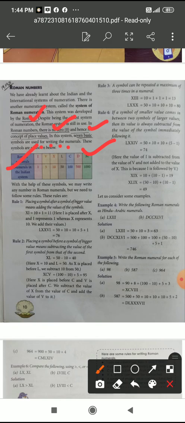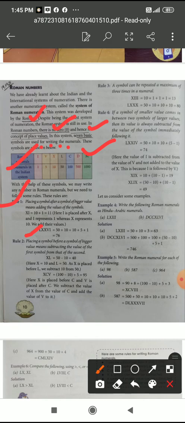These rules are: rule number 1. Placing a symbol after a symbol of bigger value means adding the values of the symbols. For example, XI. Here children, X value is more than I. X means 10 and I means 1. So easily we can add. 10 plus 1 is 11. Okay. Then another one.